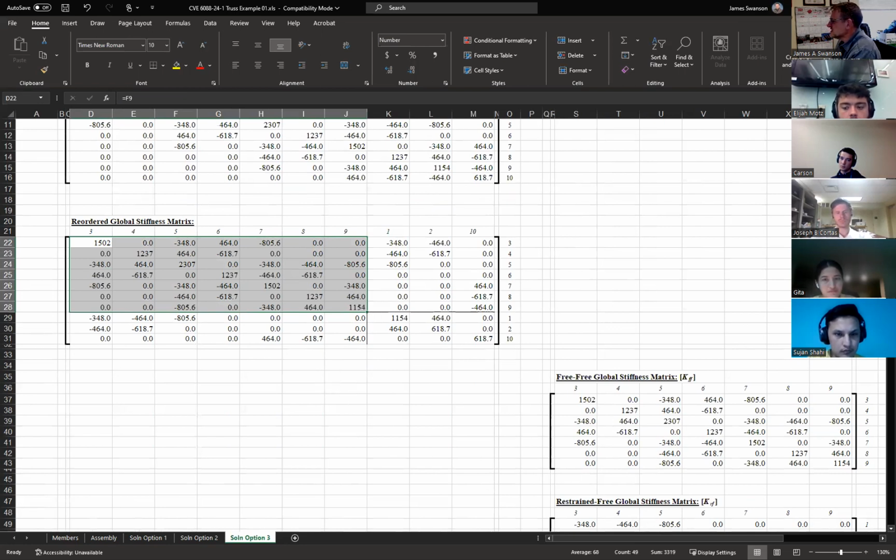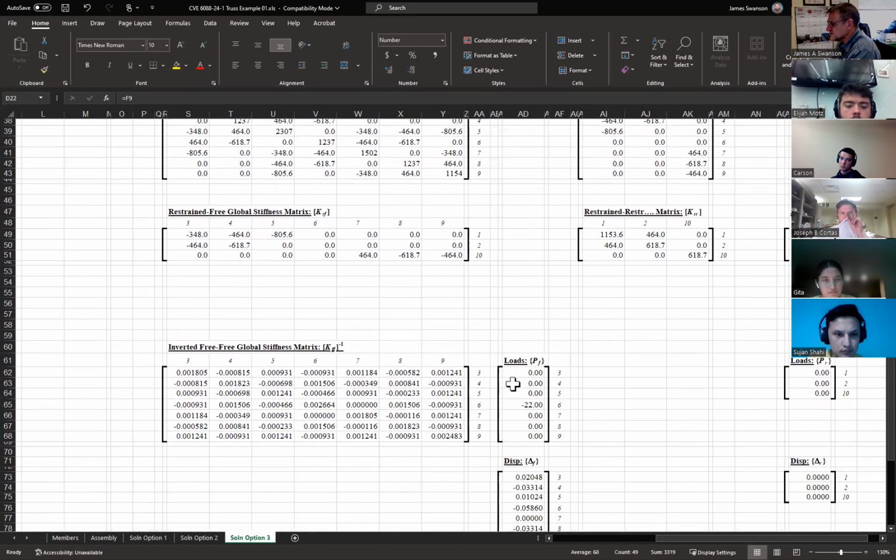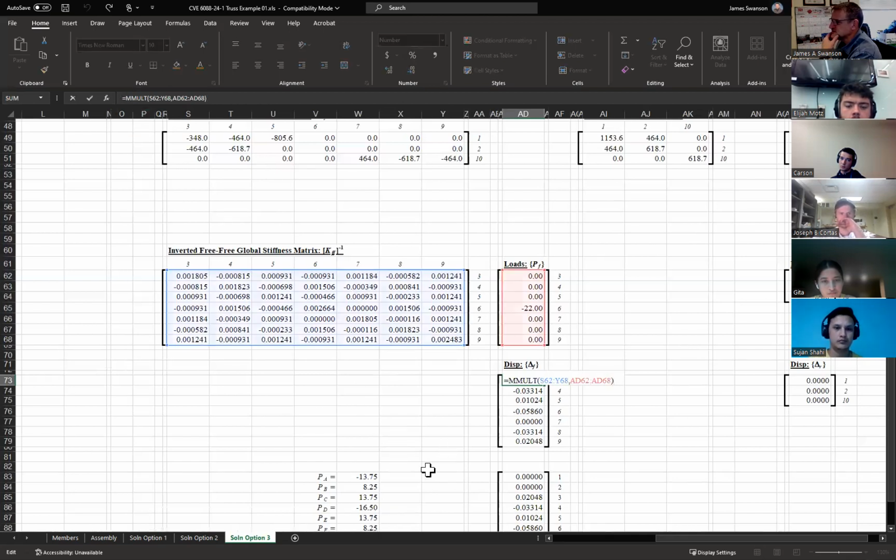I just thought it was a little bit cleaner to be able to show you those matrices broken out as opposed to having them in there. And then we go through and we take the inverse, we multiply the inverse of the matrix by the loads. And this here, if we do a mouse over, is the matrix multiplication of those two matrices. So we multiply the inverted matrix by the loads and we get the displacements.